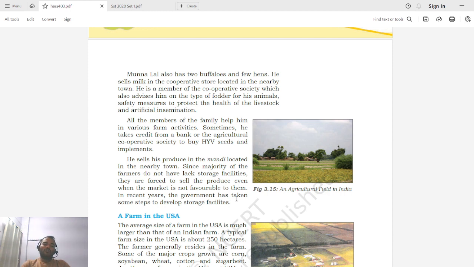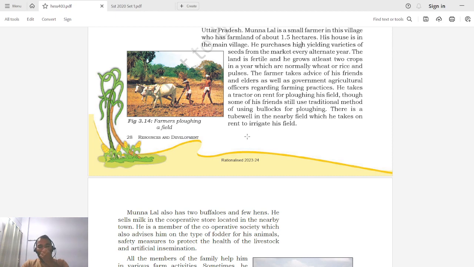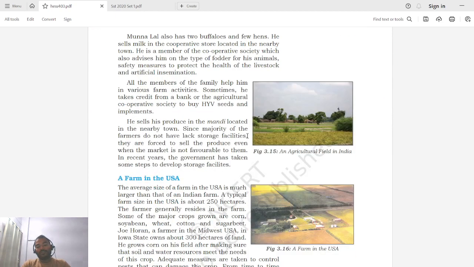In recent years, the government has taken some steps to develop storage facilities, and nowadays the government is realizing that there are some products which need to be stored during their peak period, that is when they are grown, and then can be sold when there is a dearth in the market. So this was the story of an Indian farmer.